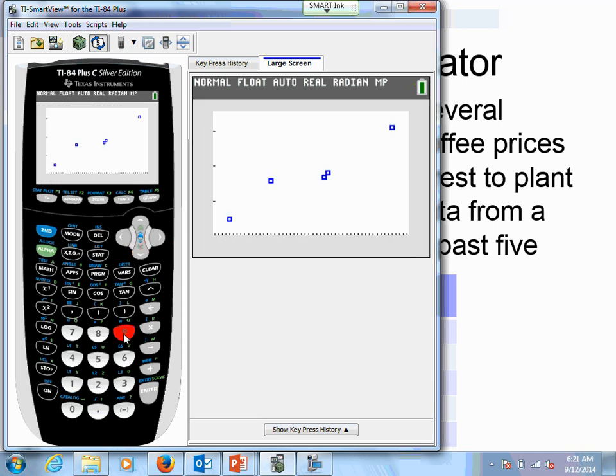All right, so here we see our data points. So real quickly here, let's just analyze the FODs of this set of data. So first off, form.